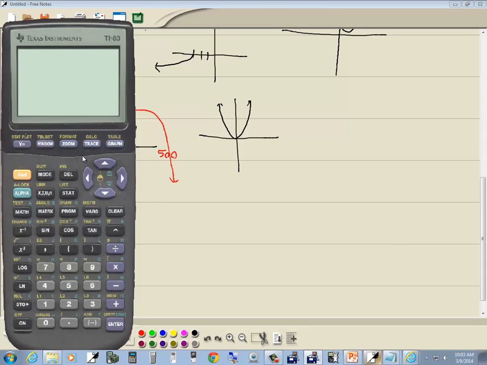Now there are some graphs we didn't look at: the exponential, log, and piecewise graphs. Those are covered in different videos. This one is just covering the basic graphs.